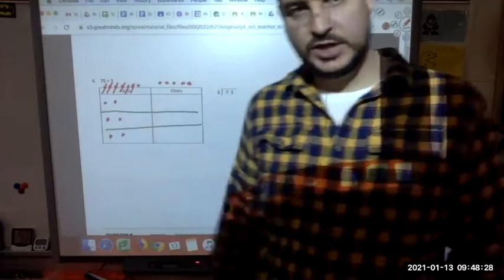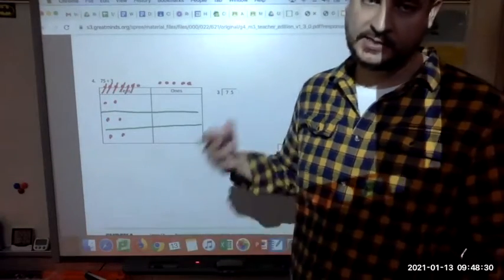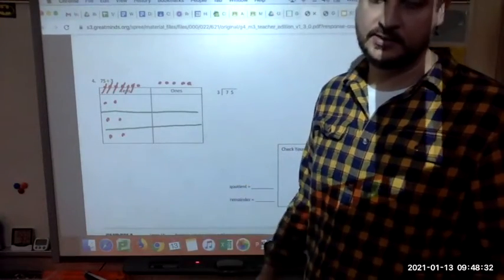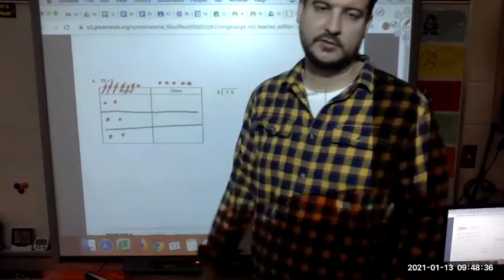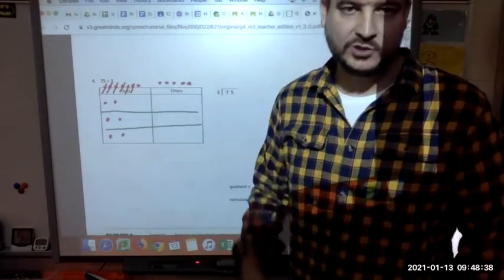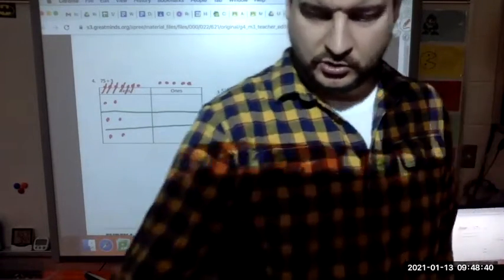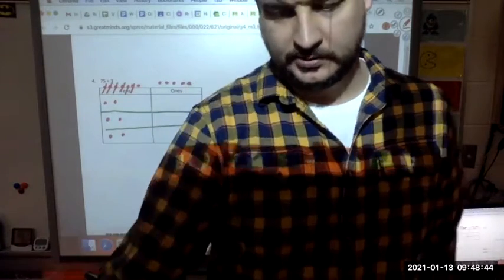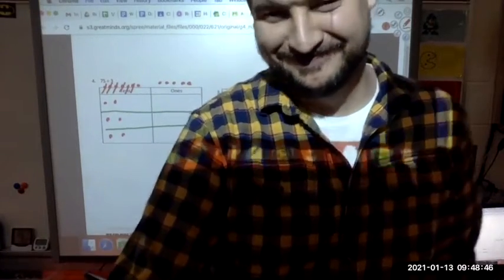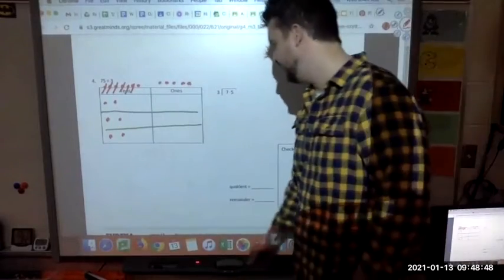Here's where things change a little bit. In the past, we haven't had a remainder of 10. You can't have a remainder of 10 because 10 is bigger than 3. 3 can go into that, so I have to trade those out for 1s.